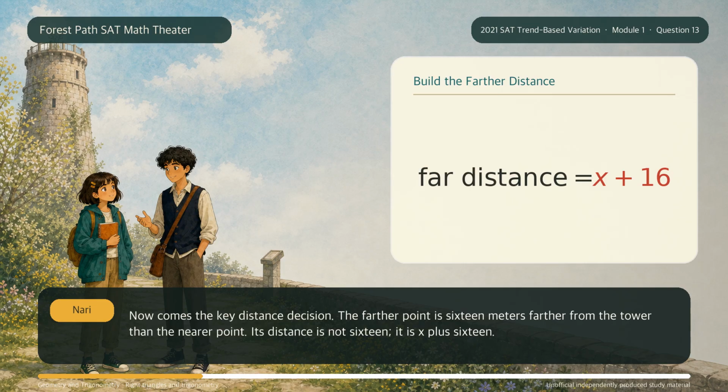Now comes the key distance decision. The farther point is 16 meters farther from the tower than the nearer point. Its distance is not 16, it is x plus 16.